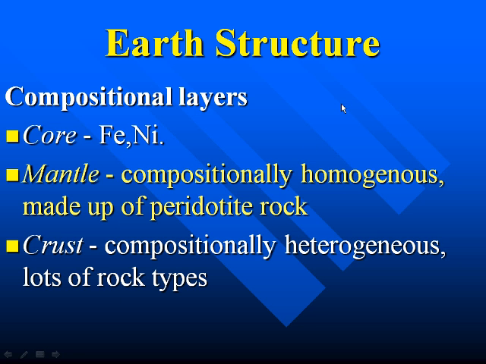Okay, so the core is composed of iron and nickel, and the inner core is solid, the outer core is liquid. The mantle is homogeneous, the whole way through it is the same composition of that peridotite rock.